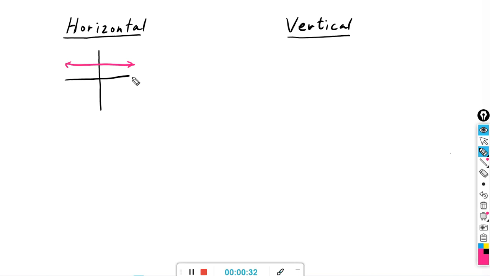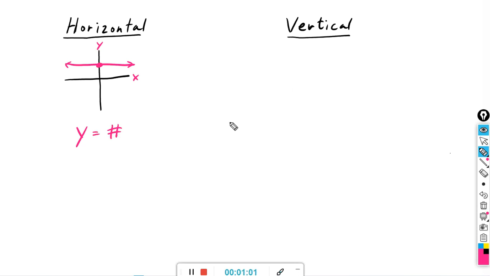And of course, this is the x-axis, and this is the y-axis. So the horizontal line passes through the y-axis. Whatever point it passes through, that is the equation of that line, whatever number that is. So a horizontal line is just going to be y equals some number. That number is a constant. There's not going to be a variable in it.